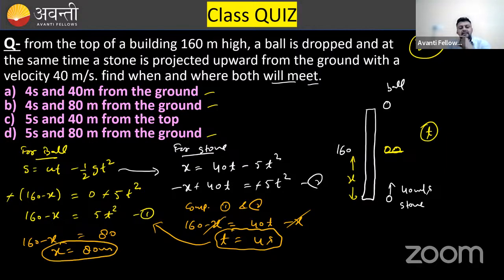So what is the correct answer? Distance is 80 meter from the ground and time is what? 4 seconds. So which is correct? Option number B. I hope this concept is clear to you.